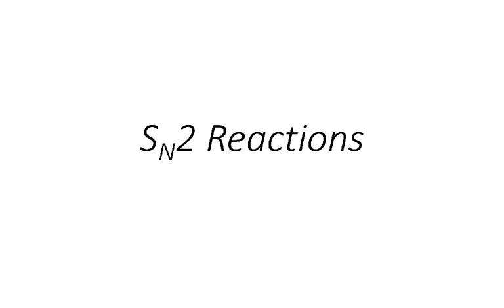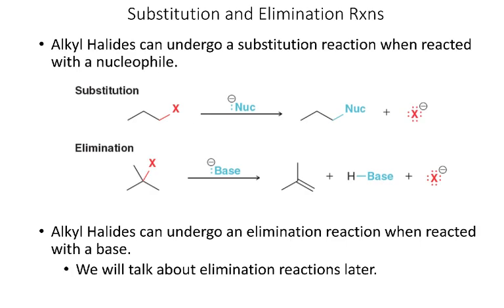In this video, we're going to talk about SN2 reactions. This chapter is largely about the reactions of alkyl halides, and those reactions fall into two categories. Substitution reactions, where we replace the alkyl halide with another nucleophile, and elimination reactions, where we remove the halogen and a neighboring hydrogen atom to form an alkene. An SN2 reaction is an example of a substitution reaction, and we'll talk about elimination reactions in subsequent videos.